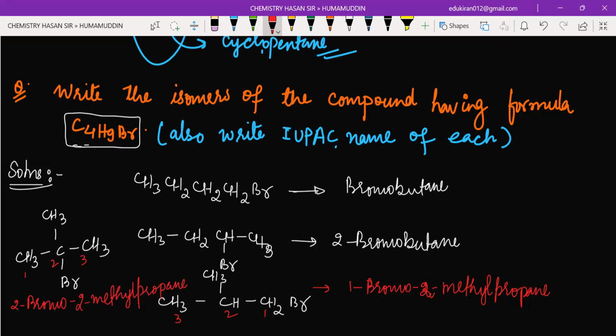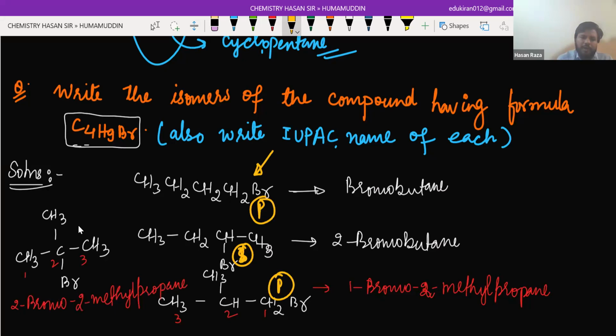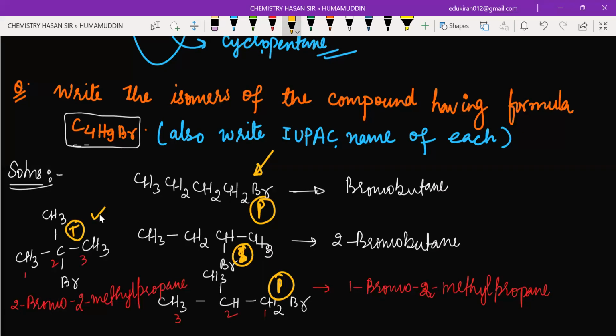Yes. Now, can you tell me the degree of halogen here? Primary, secondary, tertiary. This is your primary. This is your secondary. This is your secondary. Again, this is your primary, and this is your tertiary, right? Yes or no? Yes. Very easy it is. Please do write it.